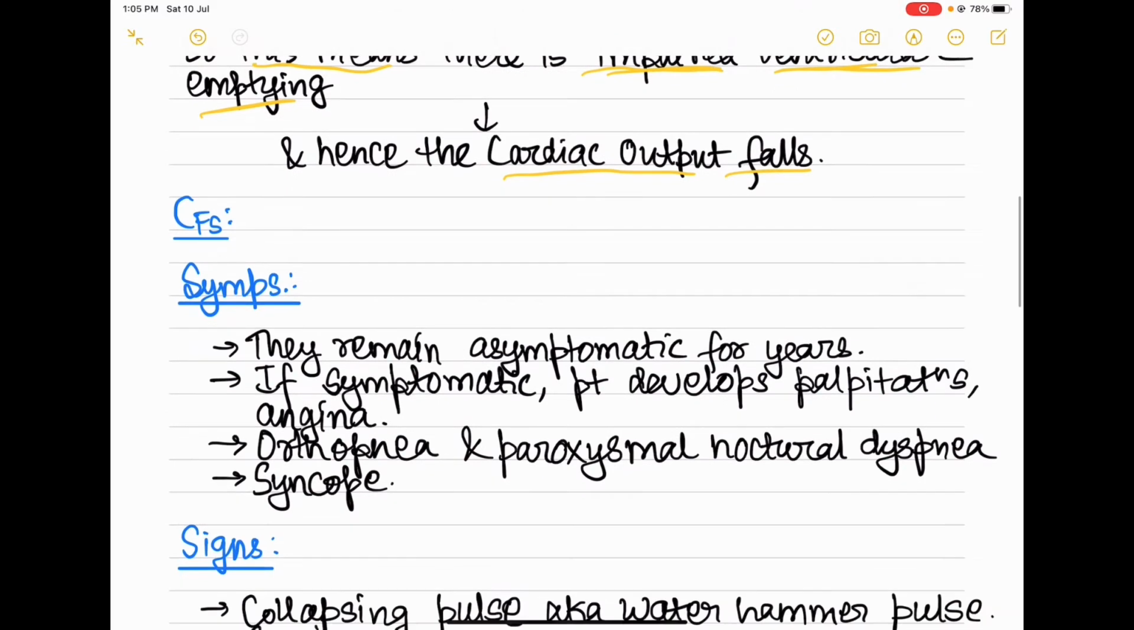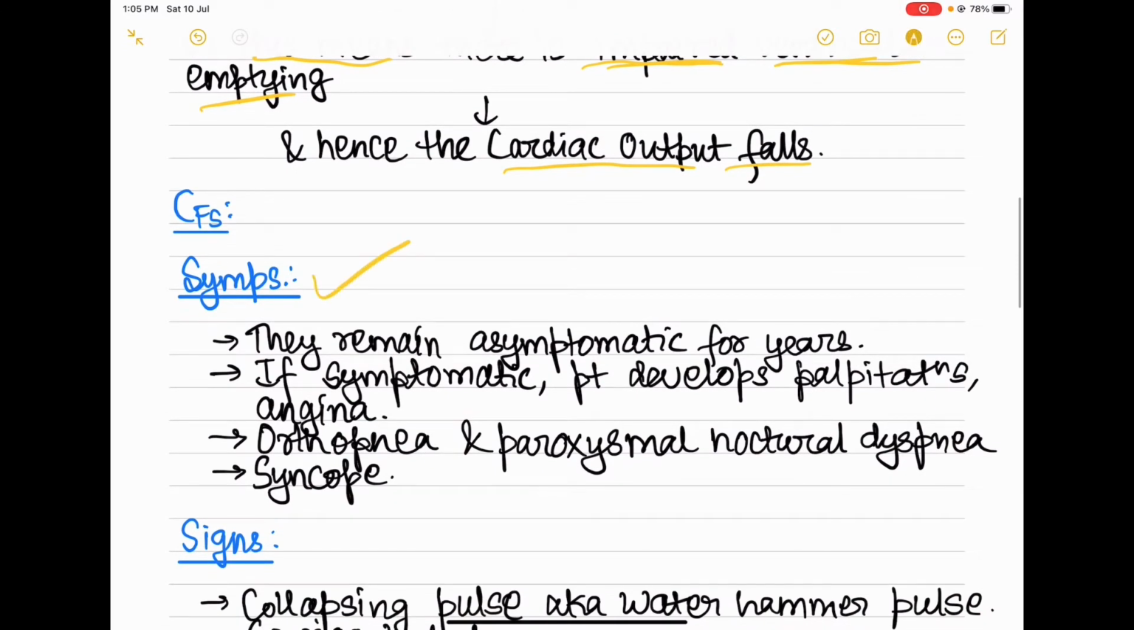Then coming to the clinical features, first is symptoms and then we have the signs. So symptoms, mostly some of the patients remain asymptomatic for years, and if symptomatic, the patient will develop palpitations, angina, orthopnea, paroxysmal nocturnal dyspnea, then syncope.